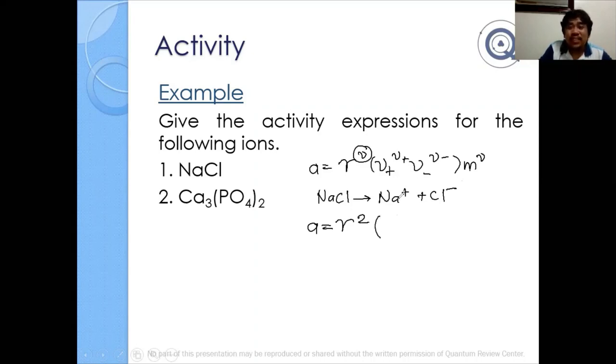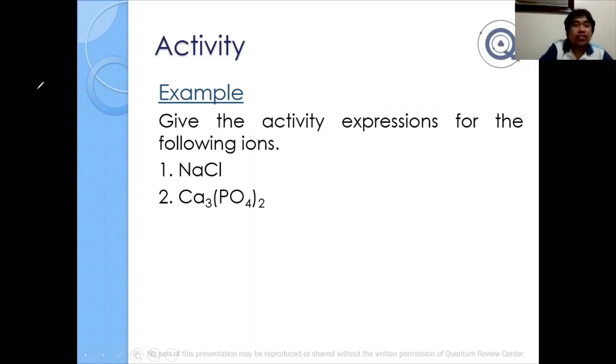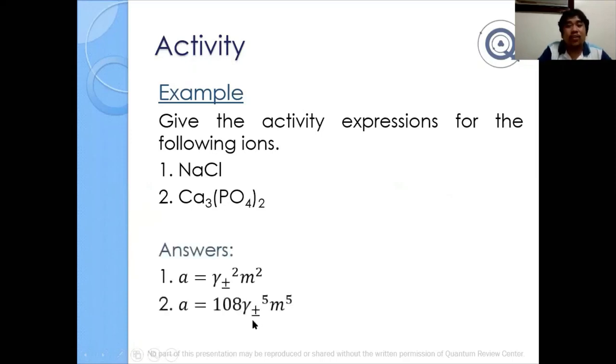Tapos ano ba yung nu plus natin? Coefficient ito is 1. So 1 raised to 1. Ito din 1. So times 1 raised to 1. Then m raised to 2. So if you rearrange or simplify, this will be gamma squared m squared. Okay? So kayo naman yung gumawa sa calcium phosphate. So for calcium phosphate, here is the answer. Okay? 108 yung coefficient. Then 5 yung exponent.